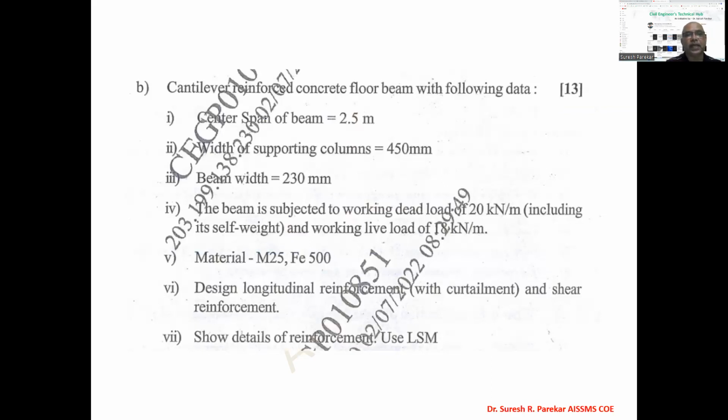Question: we have a cantilever reinforced concrete floor beam with the following data: center of span 2.5 meter, width of supporting column 450, beam width 230, working dead load is given as 20, inclusive of self weight, and working live load is 18. Materials we have are M25 and FE 500.